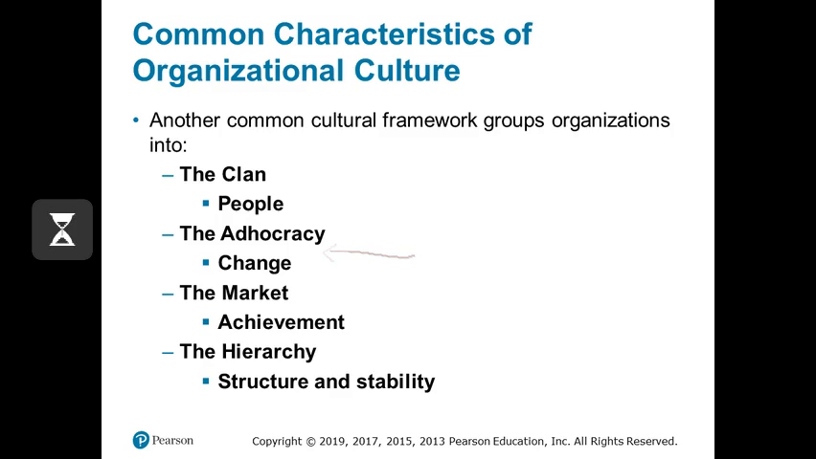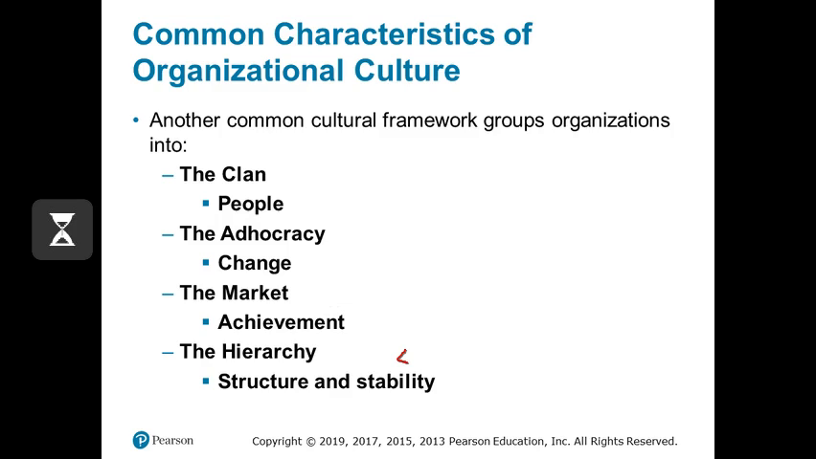Then we have the market. And in the market, our cultures are a little more focused on achievement. All right. So we may be a little more competitive. We may be a little more focused on outcomes. And this is kind of related to the results outcome orientation characteristic that we talked about just one slide ago.